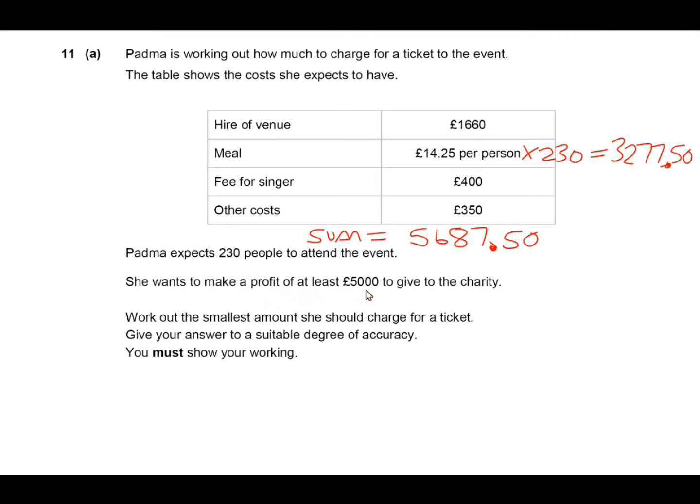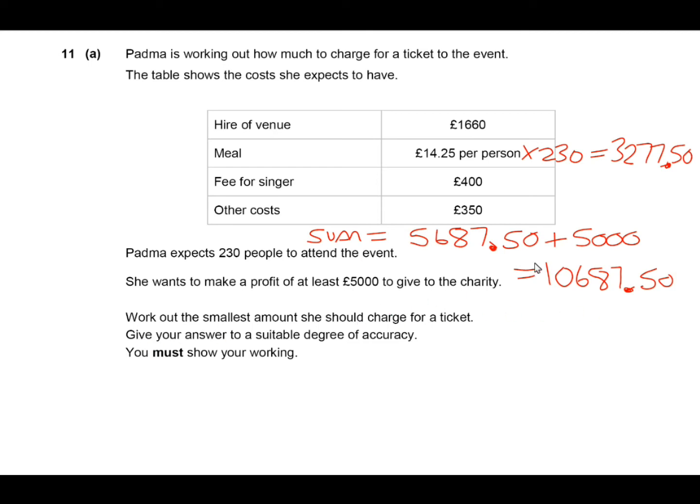She wants to make a profit of at least £5,000. So, additional to the costs, we need to add £5,000 to work out the total, which is going to be our target. So if we add the 5,000 to that, you end up with £10,687.50.